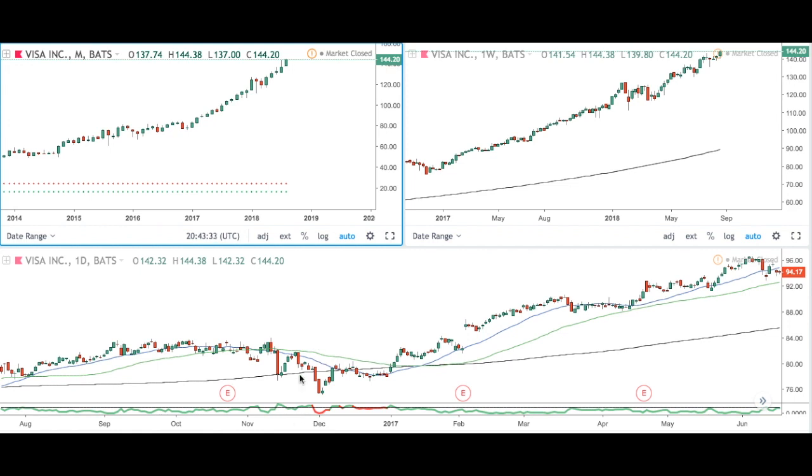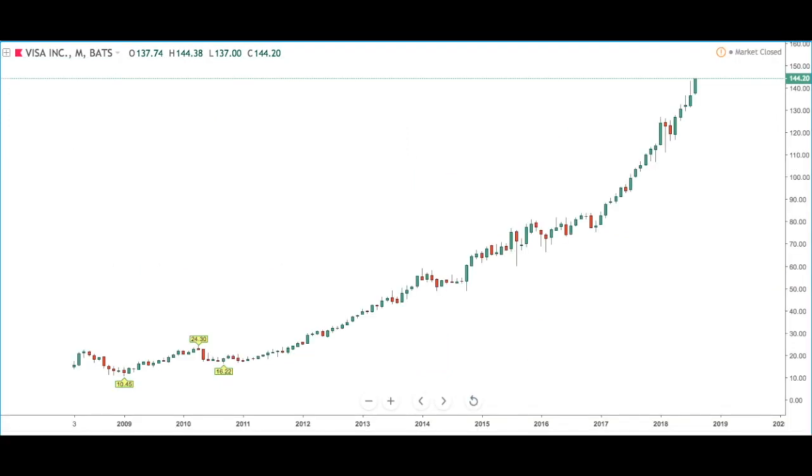Now, with that being said, we'll go ahead and move over to the monthly time frame. When we look at the monthly time frame, we are looking for the establishment of a trend. And in this example of Visa Incorporated, we want to see price creating new all-time highs, which, as you can see from this trend structure, price has continued to create new all-time highs over the years.